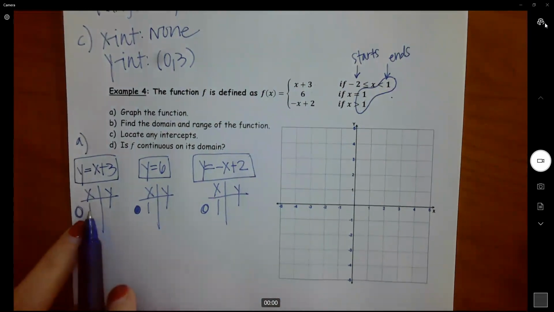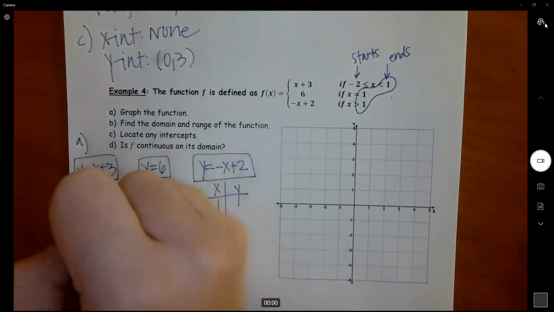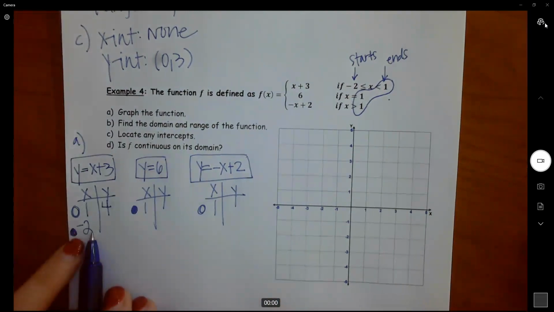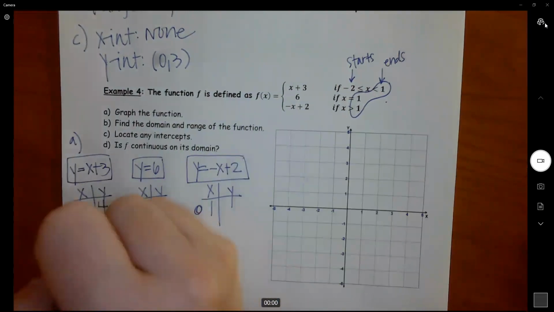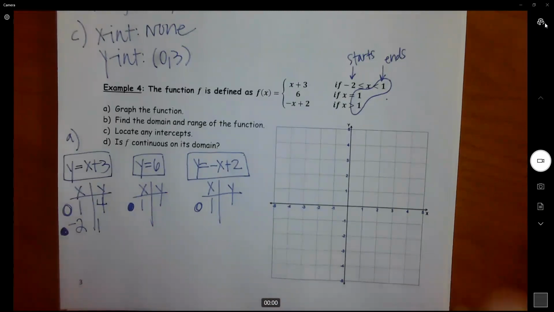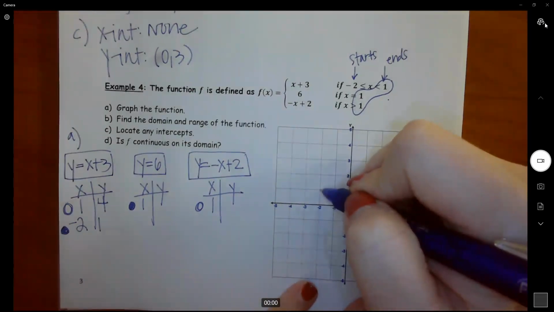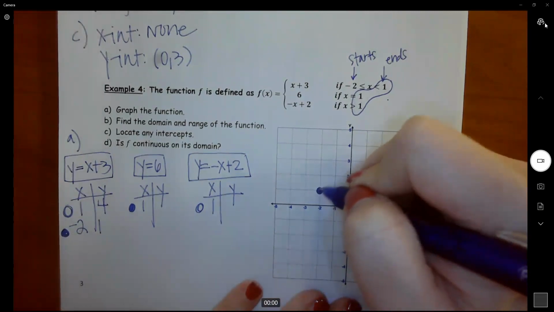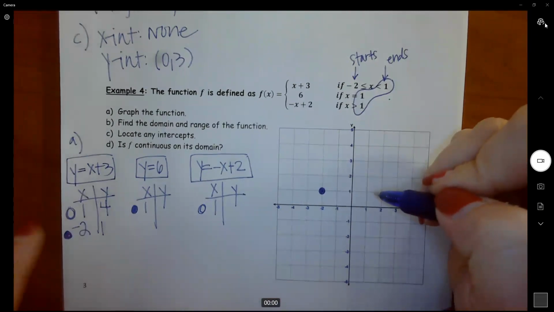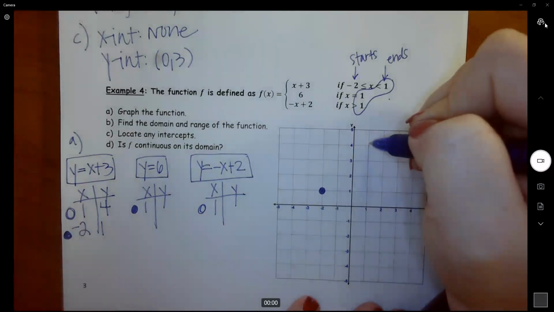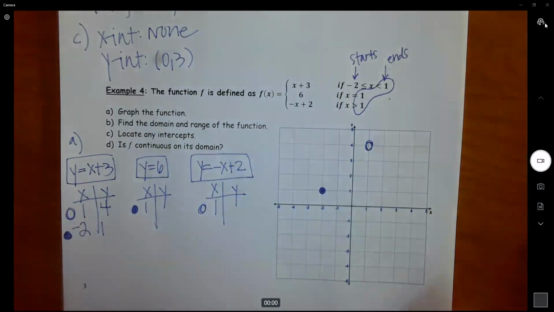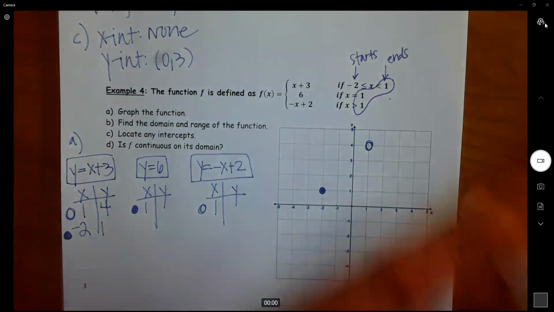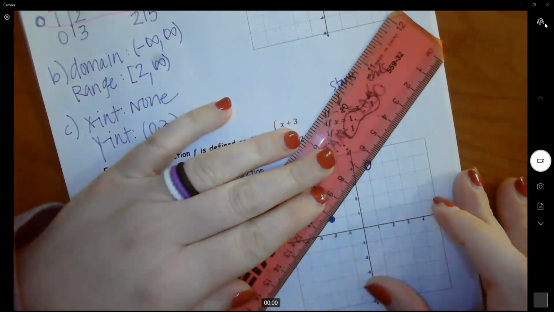So plug in your values. You've got 1 plus 3 gives me 4. And -2 plus 3 gives me 1. So I've got -2, 1 with a closed circle. And 1, 4 with an open circle. Here's my line.